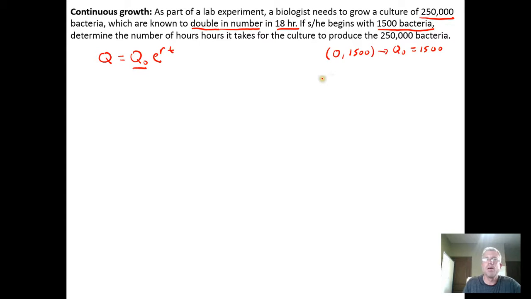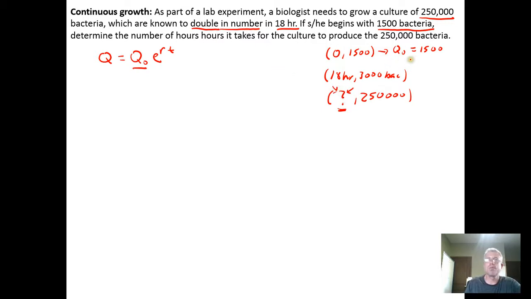So this piece of information tells us that Q naught equals 1,500. We are also told that the doubling time is 18 hours, which means in 18 hours there are going to be twice 1,500, or 3,000, bacteria present. And we want to know how long it will take to generate or produce 250,000 bacteria. So ultimately this is the question we're trying to answer.